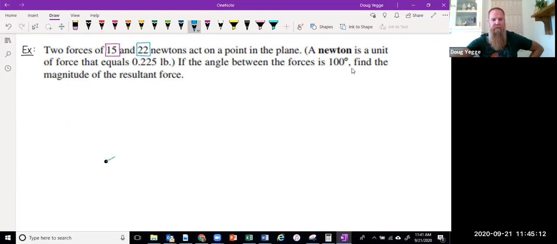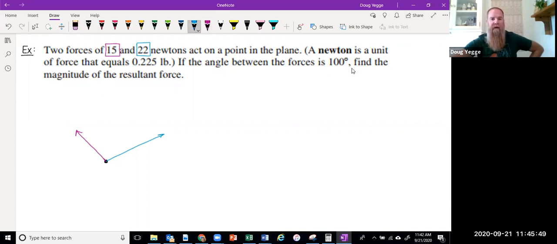So let's draw one vector in this direction here. There's one vector. Now let's say that the magnitude of the vector is 22 units or 22 newtons. And now let's draw a 100-degree angle, which is a little more than 90. So there's 90. So 100 degrees would be something like this. Now notice that it's going to be shorter than the blue one because of the fact that it's 15 newtons. And so what we're trying to find is the magnitude of the resultant force.